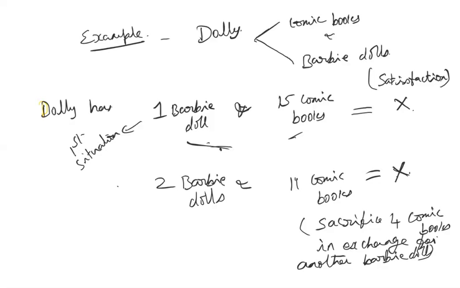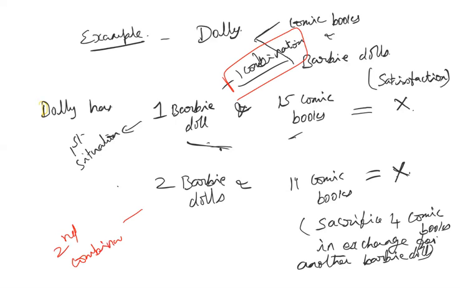So she's willing to sacrifice 4 comic books in order to get one more Barbie doll. Now this is what we are having. This is one combination: the first one, Barbie doll and 15 comic books. Now with this one we are getting the second combination, where irrespective of the quantities, the total satisfaction is remaining the same. So like that you can keep on having different combinations. So now she is having a set of combinations.